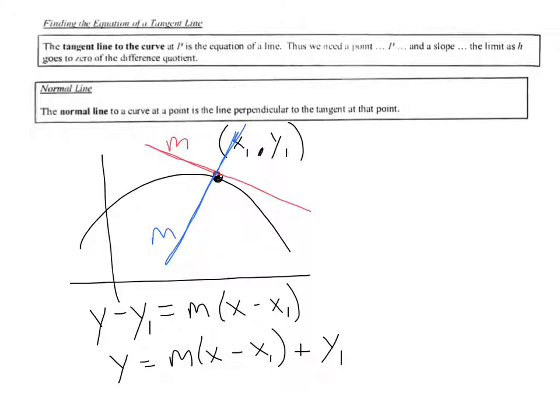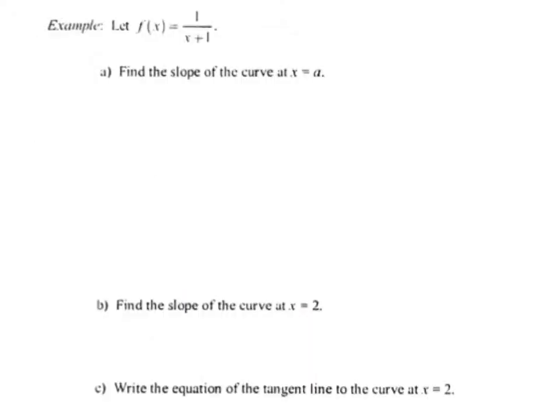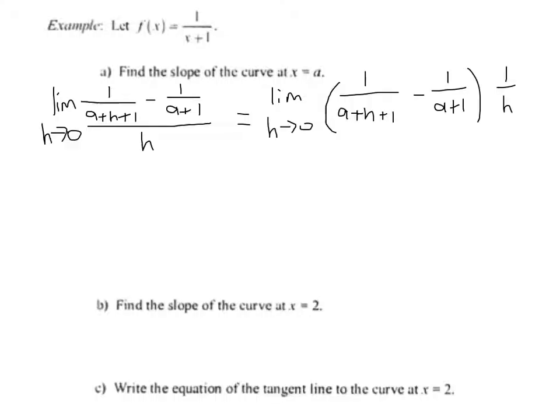Okay, let's go through a quick example. Our equation for this is 1 over x plus 1. You can graph that on your graphing calculator if you want to. We're going to come up with a general formula to find the slope of any tangent line at any x value. And then in particular, we're going to look at x equals 2. To start off for part A, we're going to use our difference quotient and set it up how we've learned to in the previous video.